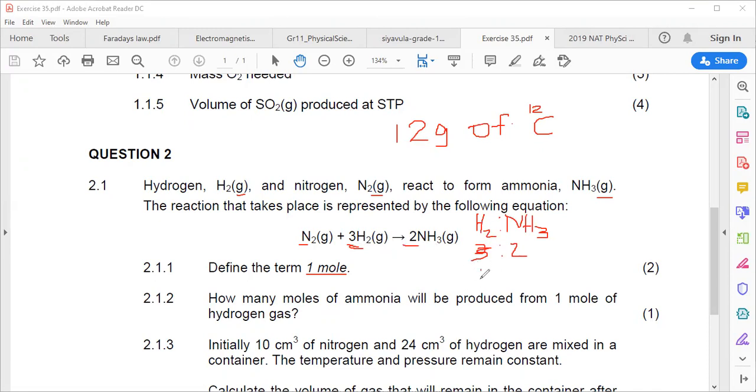Now, what if on this side I've got a 1 here? How much do I expect to get here? I'm going to cross multiply: 1 times 2 divided by 3. Your answer becomes 0.6666, it recurs. So you round it off to 2 decimal places, which makes it 0.67 moles. Any questions so far? So how many moles of ammonia will be produced from 1 mole of hydrogen gas? The answer is 0.67 moles. How do I get that? You use the ratios.